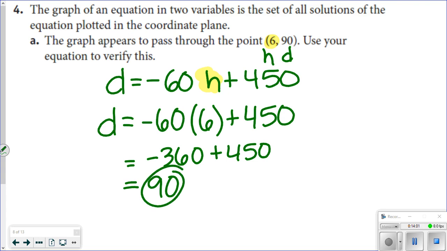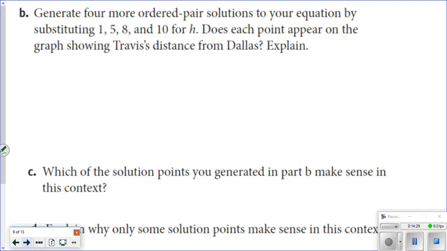And in fact, we get 90. So yes, when we plugged in a 6, we got 90. So we know that after 6 hours of travel, he still has 90 miles left to go. And if we look above at our table, (6, 90) is on the table. If we look at our graph, (6, 90) is a point in our graph. We're going to do this 4 more times at the top of the next page.